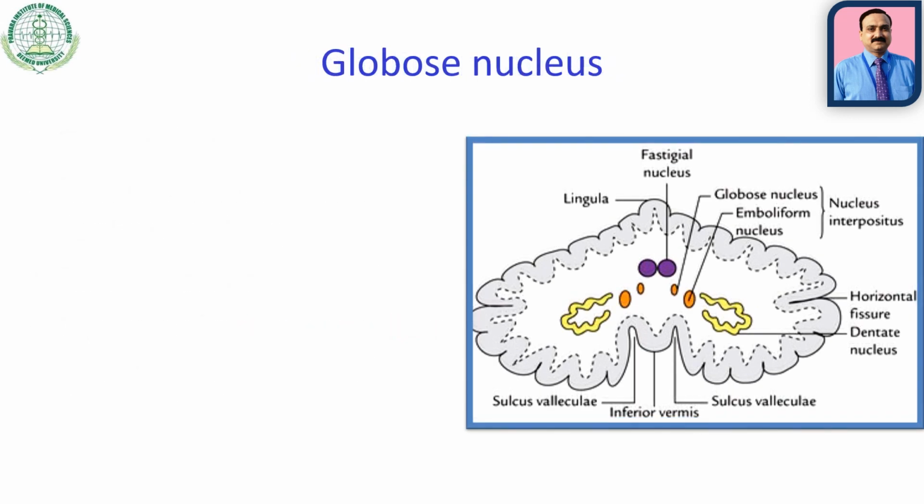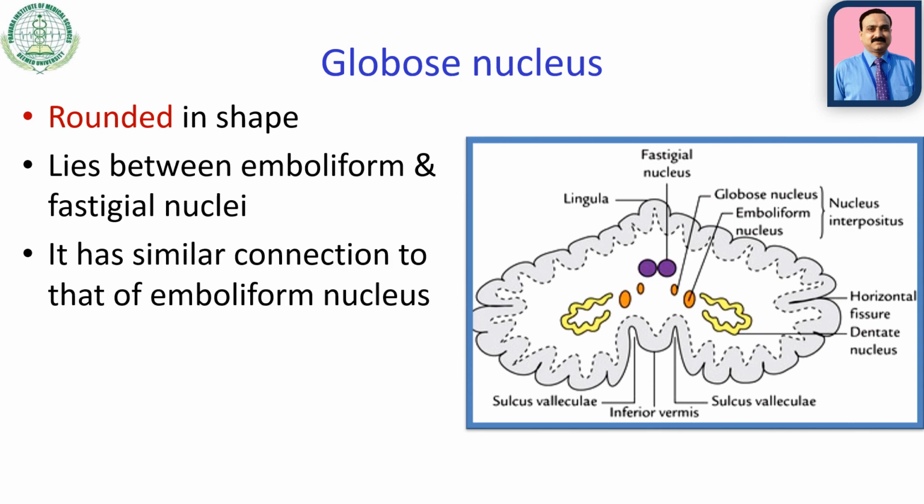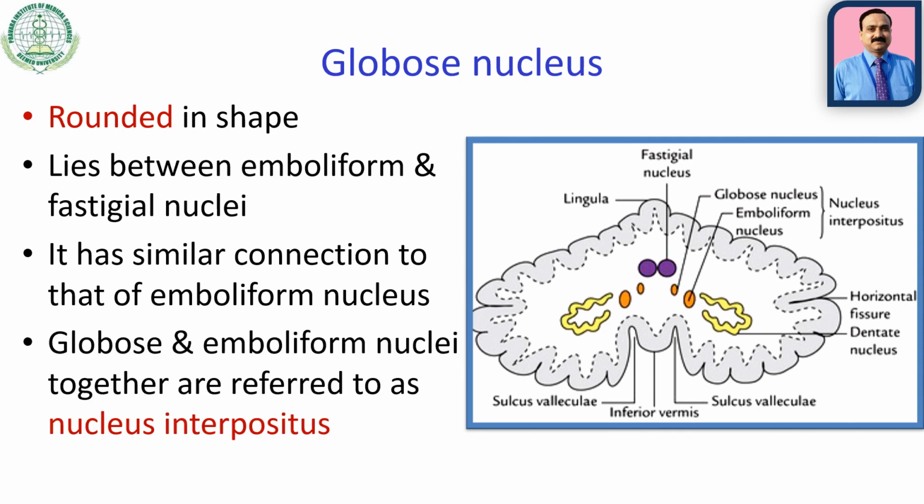The third group is globose nucleus. This one is globose nucleus. It is rounded in shape, lies between emboliform and fastigial nuclei. It has similar connection to that of emboliform nucleus. Globose and emboliformis nuclei together are referred to as nucleus interpositus.